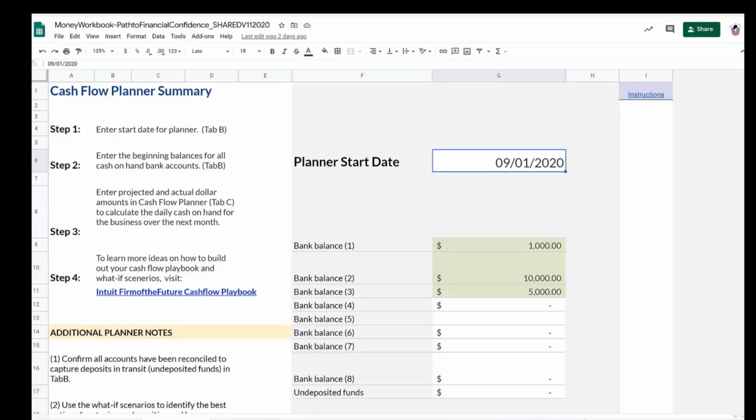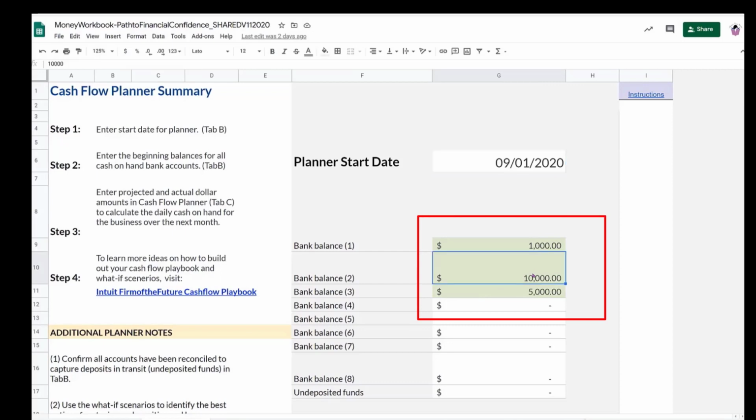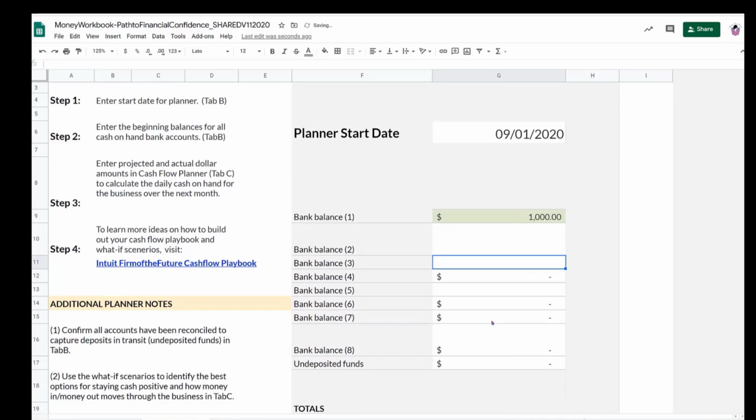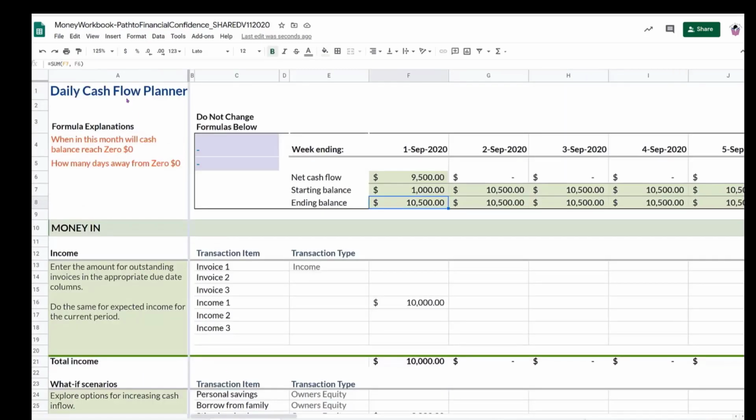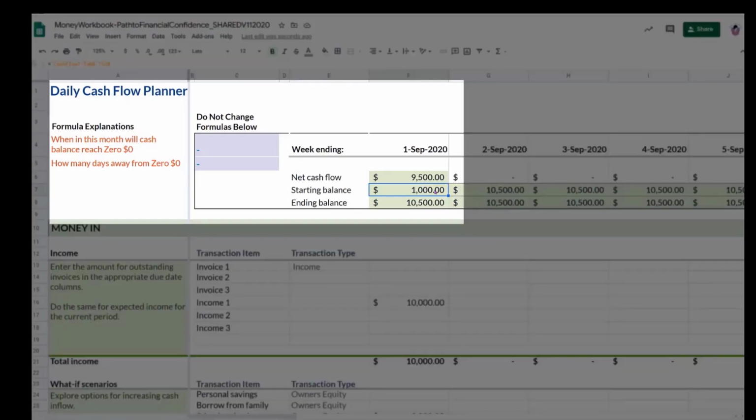Let's go back to the summary and remove some of the money out of the bank accounts. Just so you understand, there are always going to be multiple bank account options because many business owners have more than one bank account. Let's just say for this example that the business owner only had one bank account. As of the very 1st of September, there is $1,000 inside of the bank account. If we go back to that daily flow planner, now we're going to see that the starting balance is $1,000.